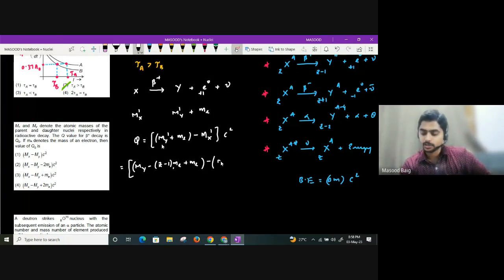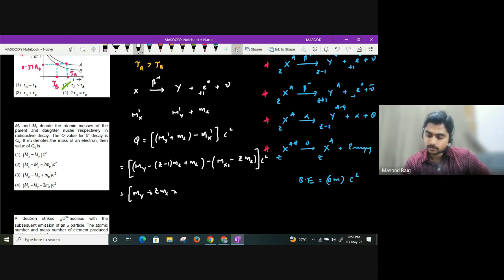How will I get nuclear mass? It is atomic mass minus the electrons. Let us say Z electrons are present with it. Into what will you write beta? c squared. So what are we going to get here? (My minus Z me) plus me plus me again, minus (mx plus Z me) into beta c squared.